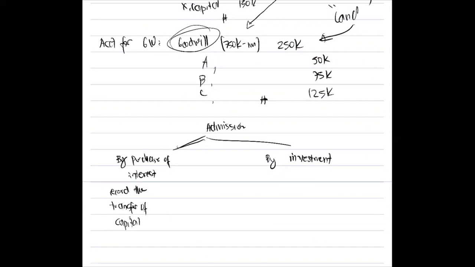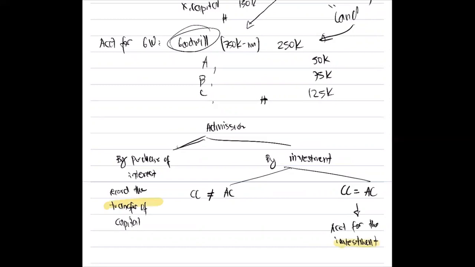If that is a buy investment, you look whether the contributed capital is not equal to your agreed capital, or contributed capital is equal to agreed capital. If contributed capital is equal to your agreed capital, then what do we do here? Just account for the investment. Take note, this is a transfer of capital. This one is an investment.